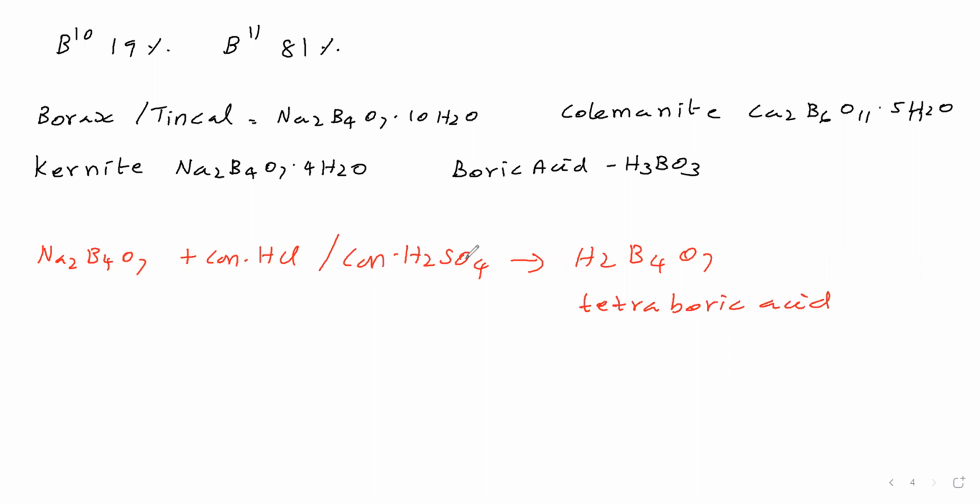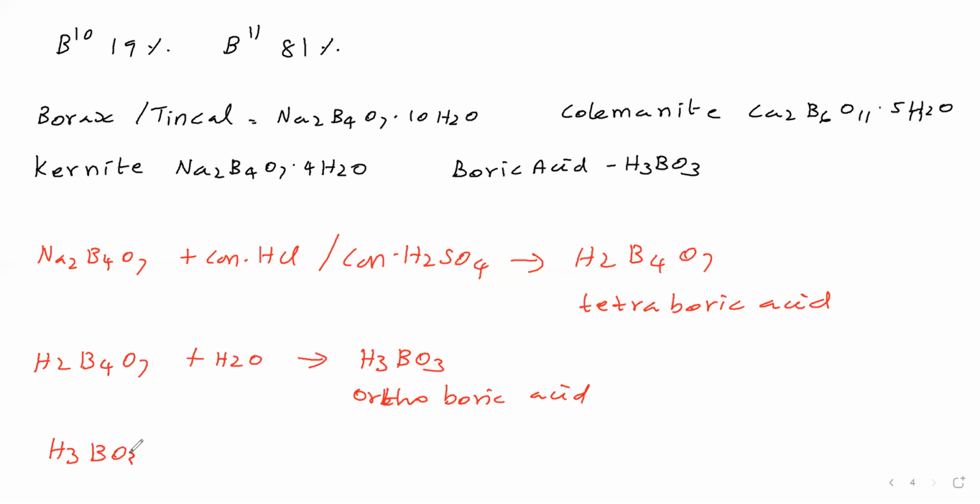Next, this tetraboric acid, H2B4O7, undergoes hydrolysis to give orthoboric acid, H3BO3. This H3BO3 is called orthoboric acid. This orthoboric acid H3BO3 on strong heating gives boron trioxide B2O3 and water.